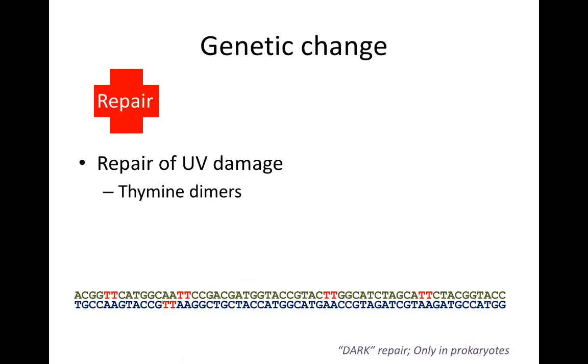You also have dark repair. And dark repair is also only in prokaryotic cells. And I guess you could kind of argue an advantage here is this is not dependent on enzymes that are activated in the presence of UV light. In fact, these enzymes work in the absence of UV light. And they are much more like the mismatch repair enzymes. They detect those thymine dimers. They remove nucleotides upstream and downstream, and then just replace everything.